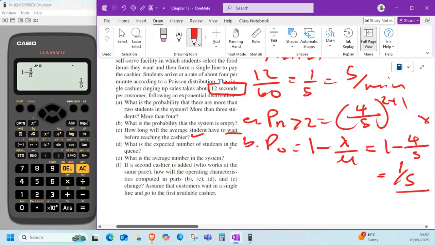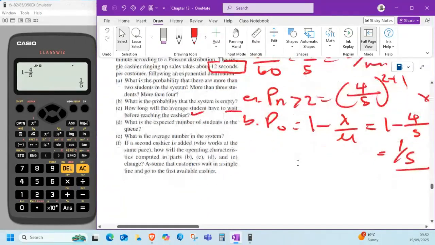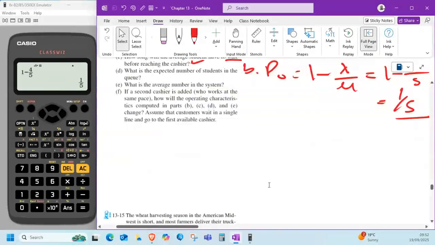So now it says to you, what is the expected number of students in the queue. So you can tell that, okay, here we're dealing with WQ also. And what is the average number in the system? Sometimes it's what is the average time in the system. So if something confuses you, you go down and read others, and then you come back and address that one. You know exactly what they're looking for from there.